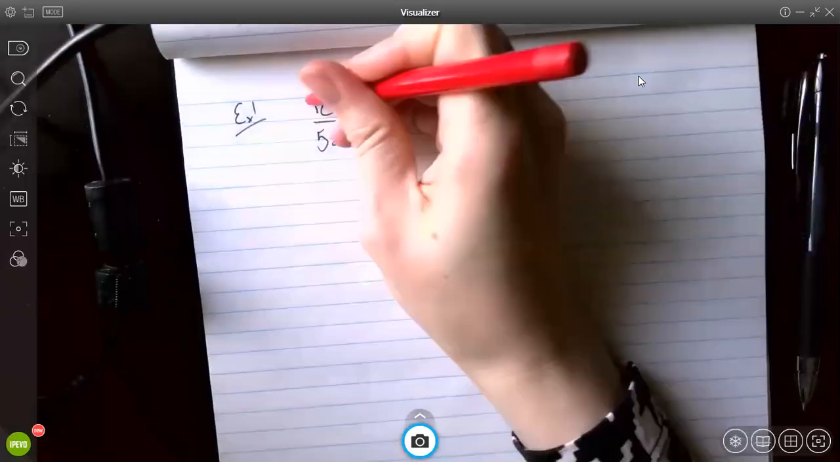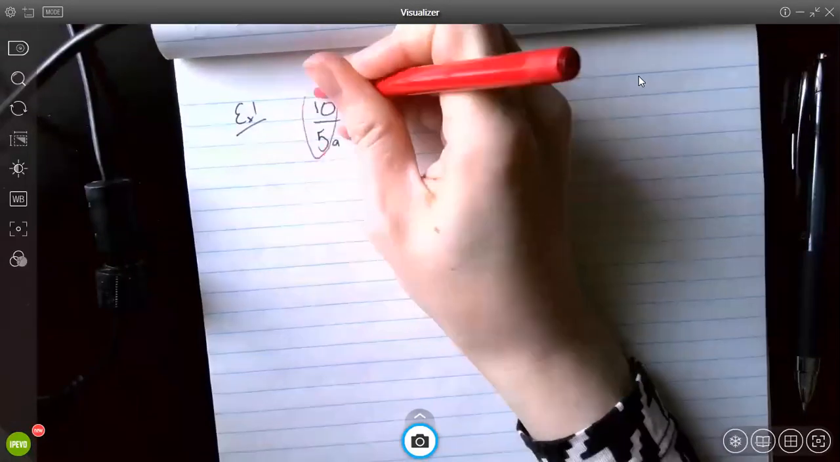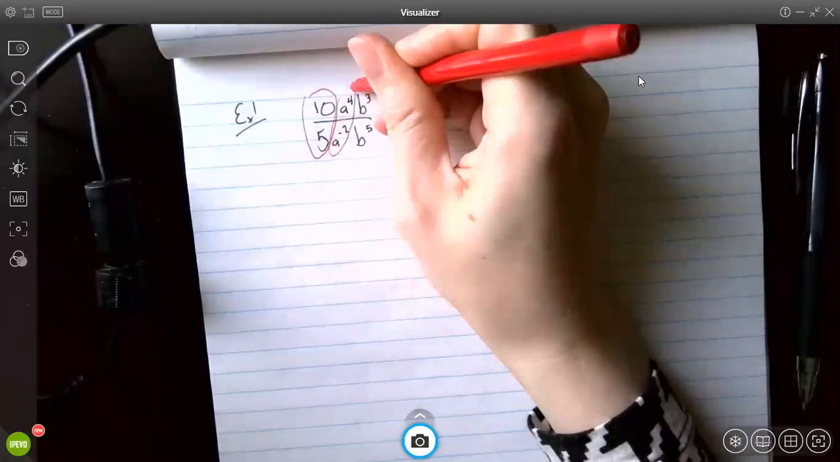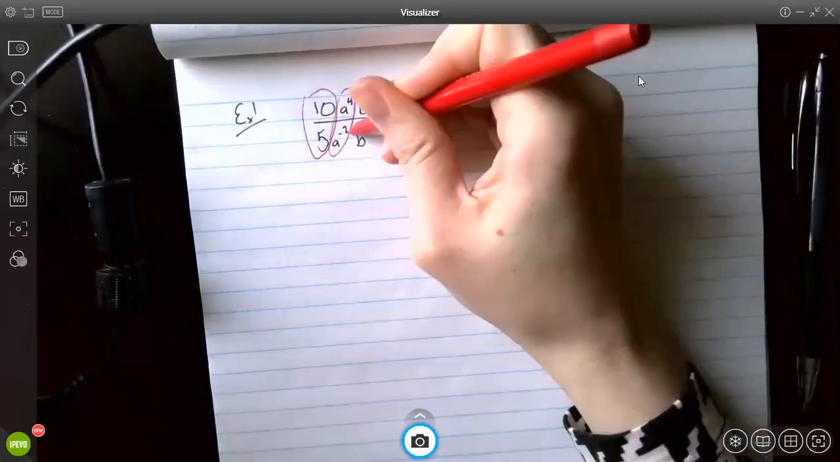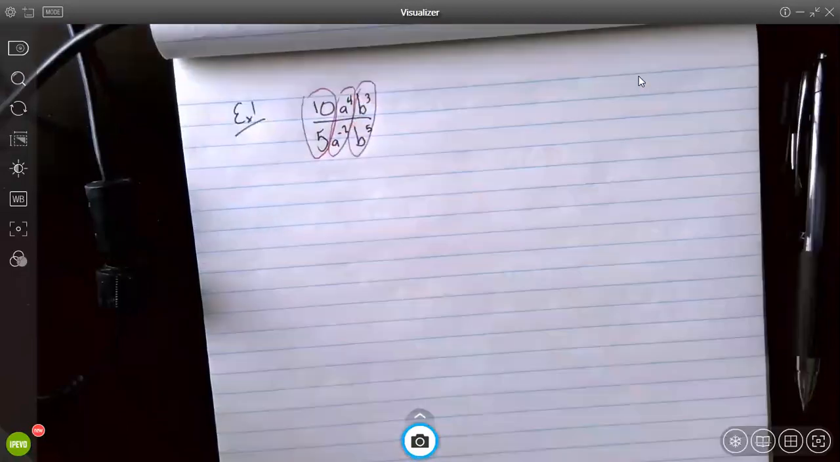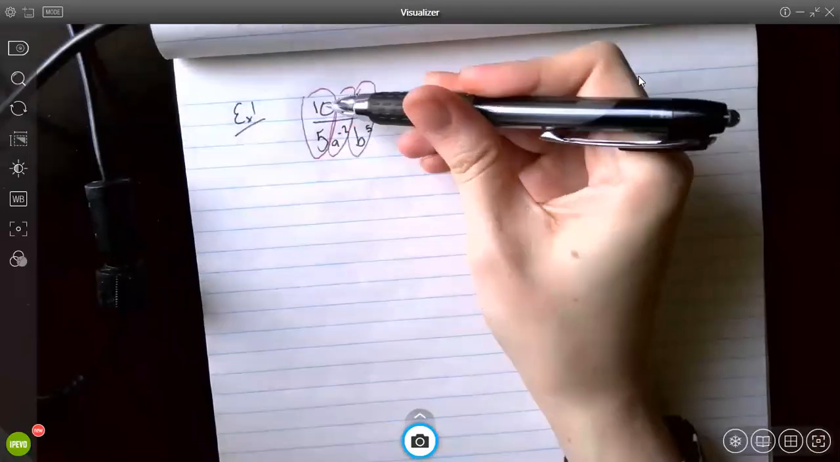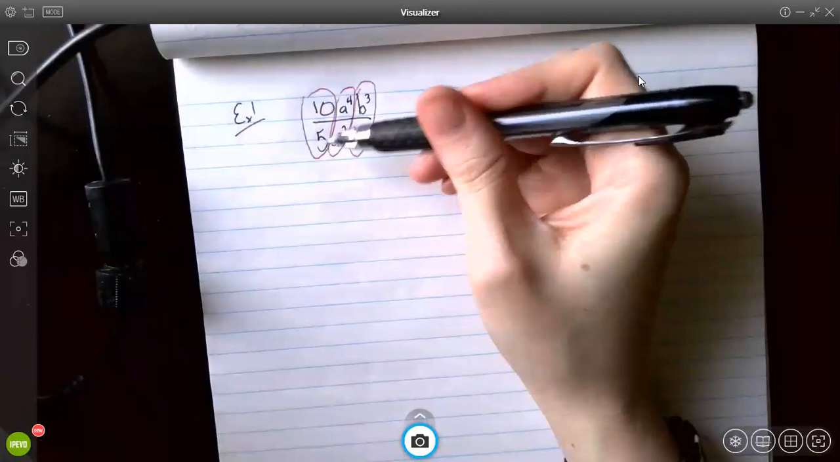So our whole numbers are going to be able to simplify with each other. Our a's can simplify with each other, and our b's can simplify with each other. Our whole numbers just divide like normal. So 10 divided by 5 is 2.